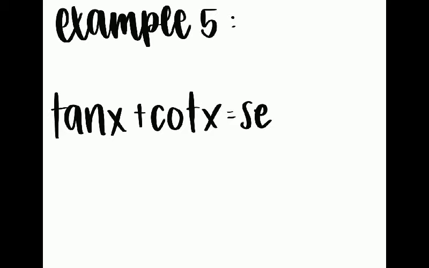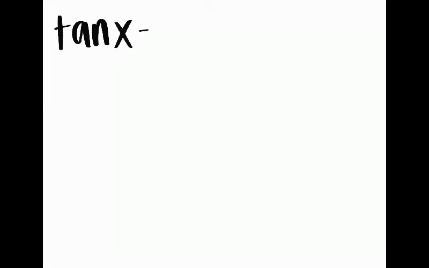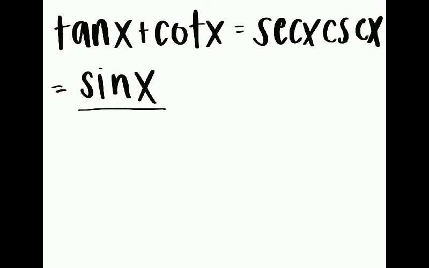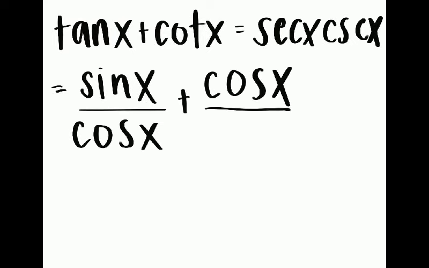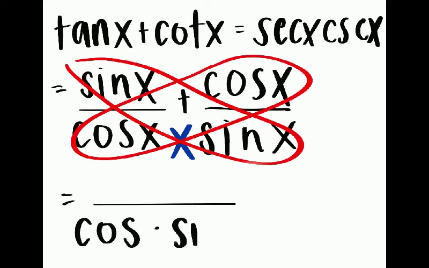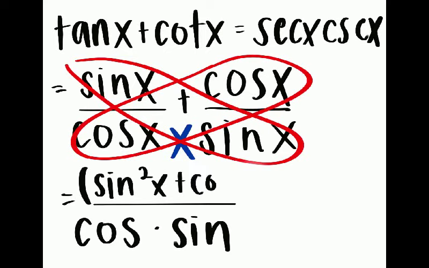As for our last example, we have tangent x plus cotangent x equals secant x times cosecant x. The left side can be transformed into sine x over cosine x plus cosine x over sine x. Using the butterfly method, this will lead us to sine squared x plus cosine squared x over cosine times sine.